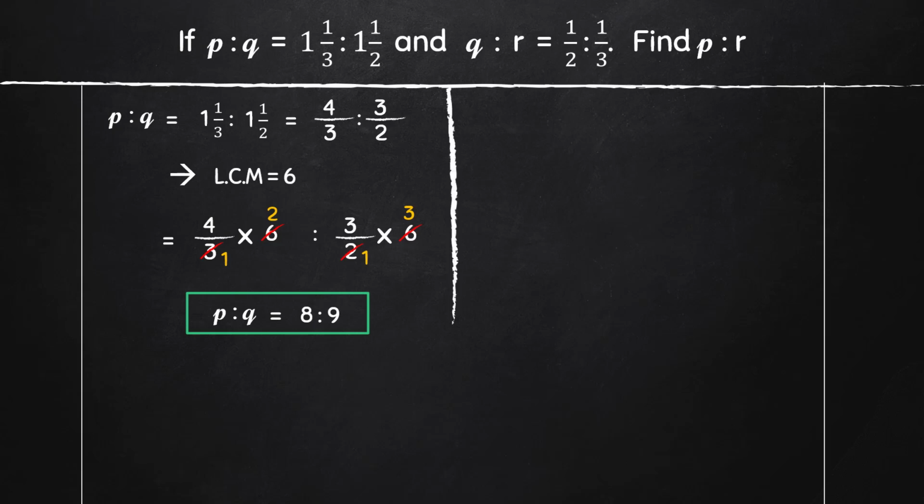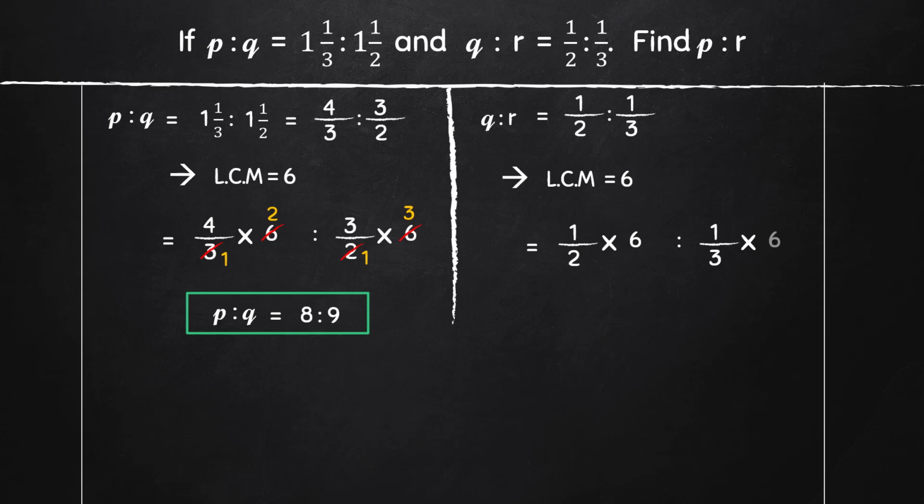Now let's take the second set of ratio. We have Q is to R is equal to 1 by 2 is to 1 by 3. This is a fractional form. We need to convert it into the simplest form. LCM of 3 and 2 is equal to 6. Take the first ratio, multiply with the LCM, followed by the second ratio, multiplied with the LCM. Do the necessary cancellations. 2 ones are 2, 2 threes are 6, 3 ones are 3, 3 twos are 6. So Q is to R is equal to 3 is to 2.